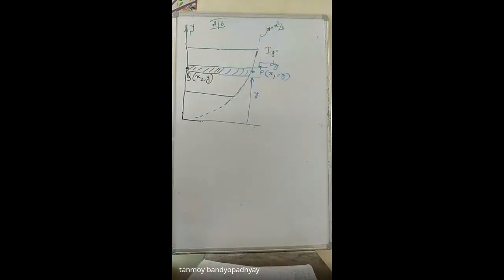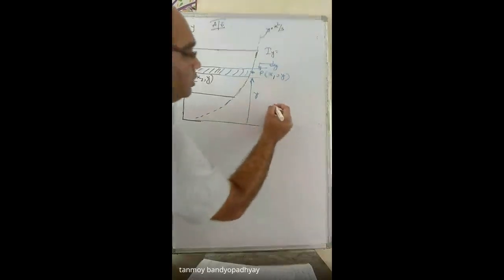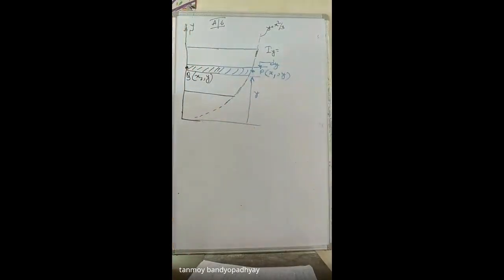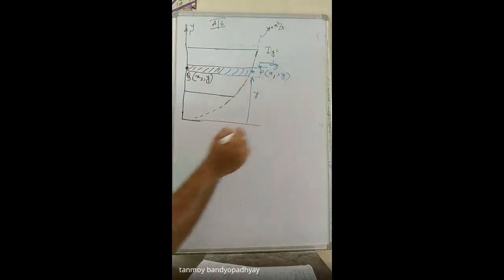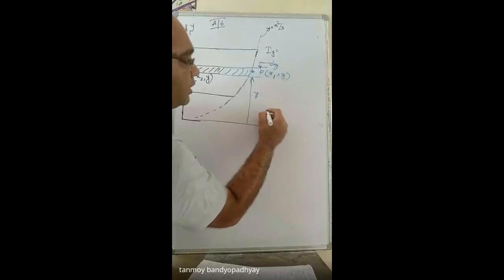So what will be dIy? Here Iy is equal to the integration of x square dA. In that way we won't be able to do it, because x square is varying from every element to the other. Okay? So what do we have to do? We have to consider it to be a rectangle.